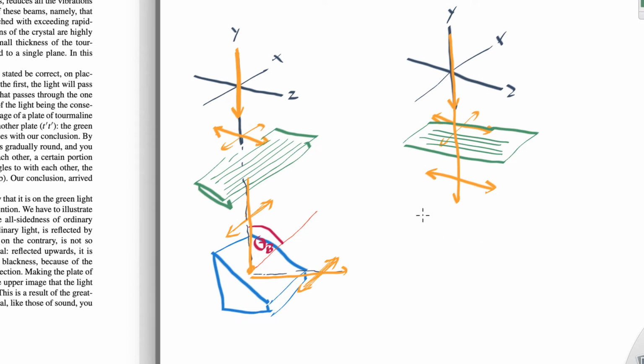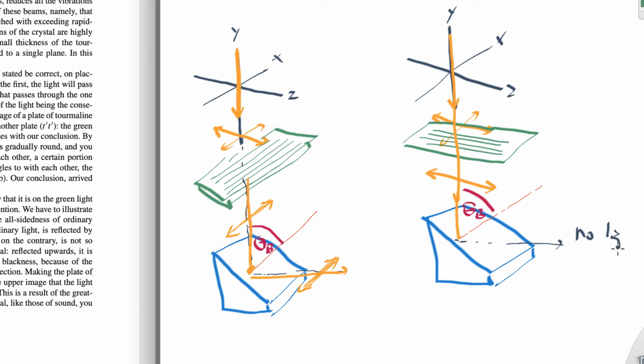And now, if we let this fall once again upon a reflecting surface, like a piece of glass, let us suppose, and oops, I like to keep my colors the same. Let's suppose it hits it in such a way, once again, that it's incident at Brewster's angle. So this is theta sub b, or Brewster's angle, which he's going to mention is about 58 degrees. Now here's the interesting point that he makes, is that if it's oriented, polarized in this way, there is going to be no light reflected off. So no light that is reflected off of this surface if it's oriented in that way.